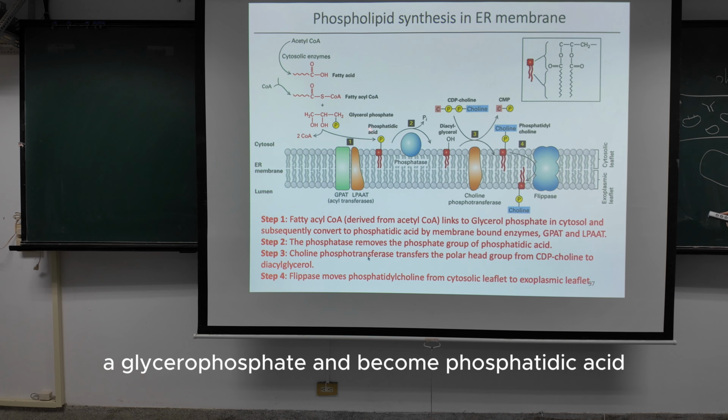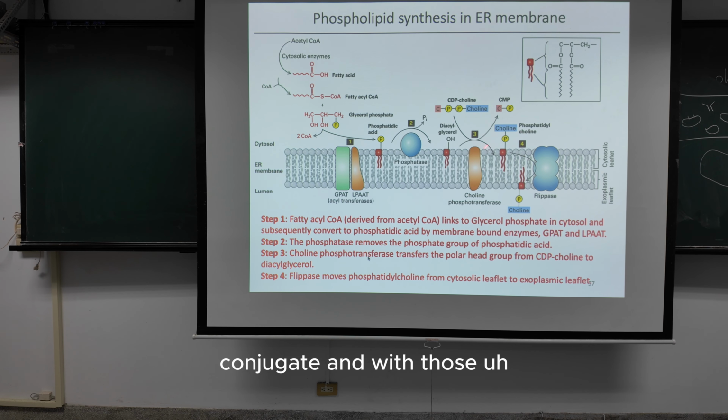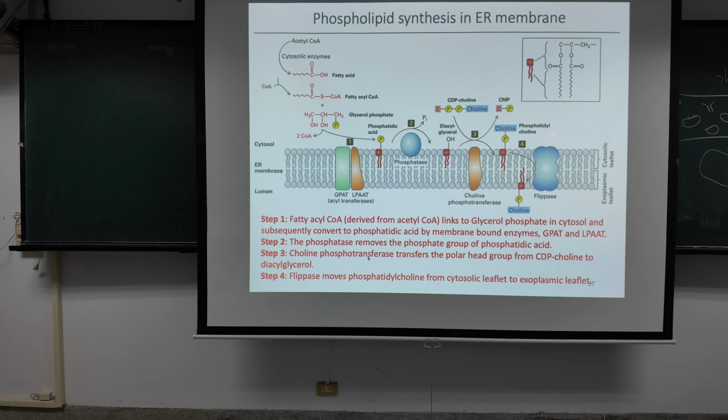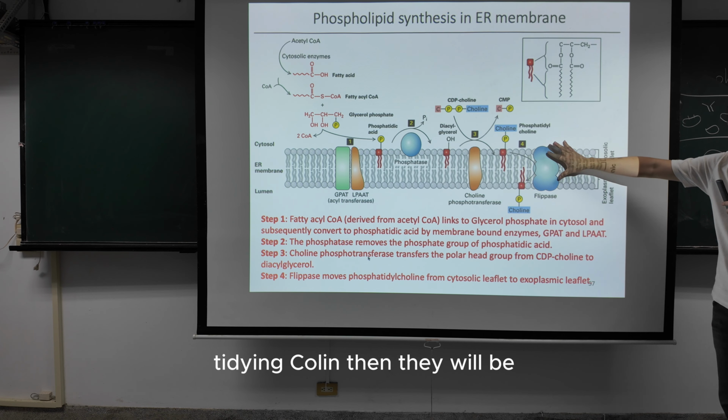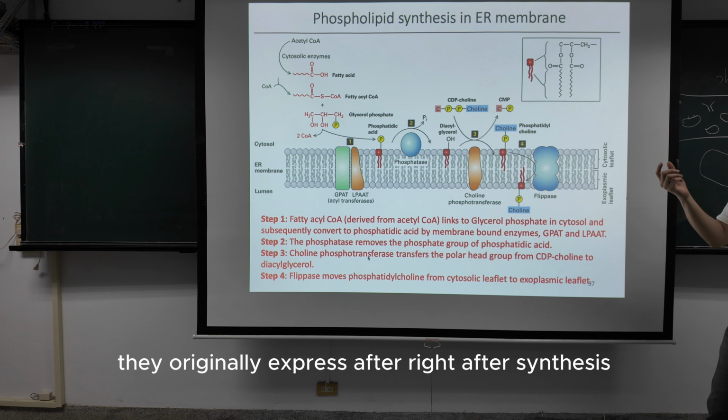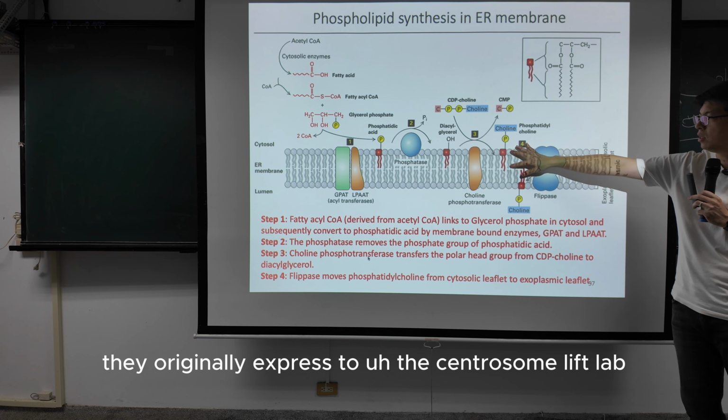Then the phosphatase will remove the phosphate group and become diacylglycerol. Then the choline phosphotransferase will transfer choline, conjugate it with those lipids and become phosphatidylcholine. Right after synthesis, they are originally expressed on the cytosolic leaflet, but there will be one flippase that determines their asymmetry.